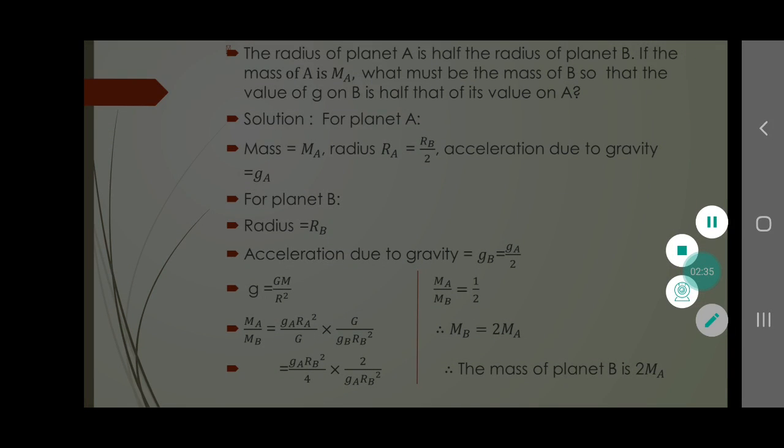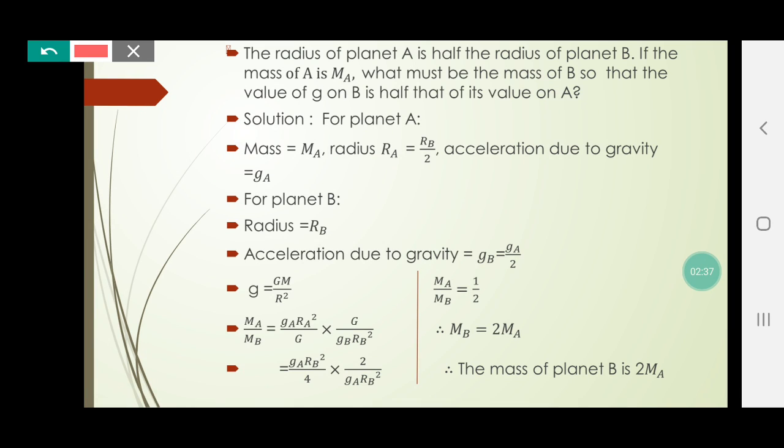So here the things given to us are for planet A and for planet B. The mass of planet A is given by ma. The radius of planet A is given by rb by 2. And the acceleration due to gravity is given by ga. For planet B, the radius is given to us as rb. The acceleration due to gravity is given as gb, that is equal to ga by 2. So this we have to consider.